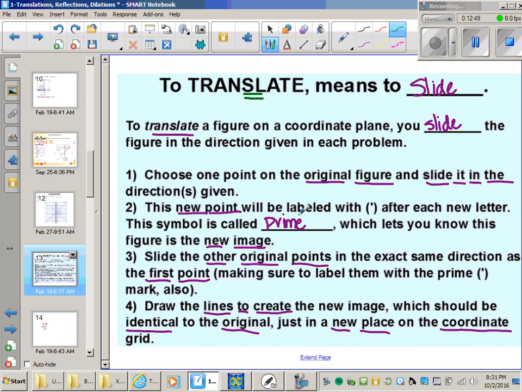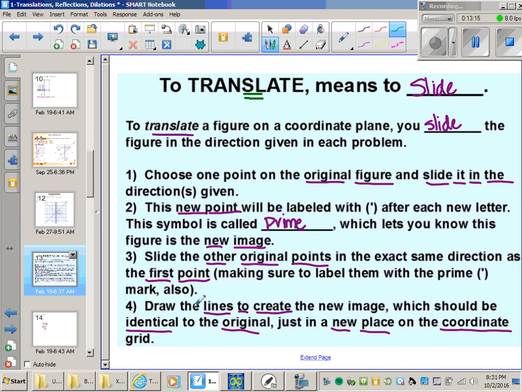So you're going to choose one point on the original figure and slide it in the direction that's given. This new point will be labeled with a prime number. Remember, your new points are always labeled with a prime number after each new letter. So this symbol is called prime, which lets you know that this is the new image. Then you're going to slide the other points in the exact same direction as the first point, and every single one of them is going to be labeled with a prime mark.